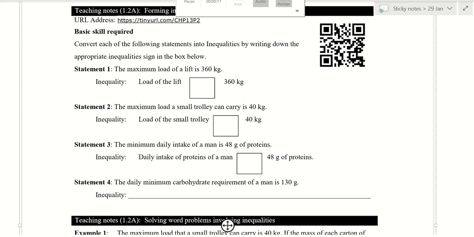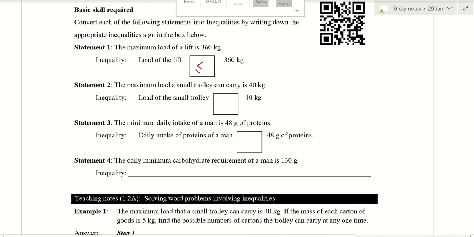In Statement 1, the maximum load of a lift is 360 kilograms. So we write that the load of the lift has to be less than or equal to 360 kilograms, because it can include 360 kilograms as well. The maximum load of a small trolley that it can carry is 40 kilograms. Therefore, the load of the small trolley is likewise less than or equal to 40 kilograms.